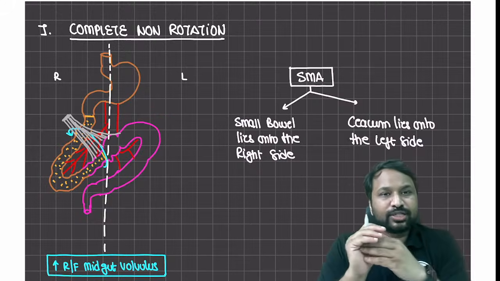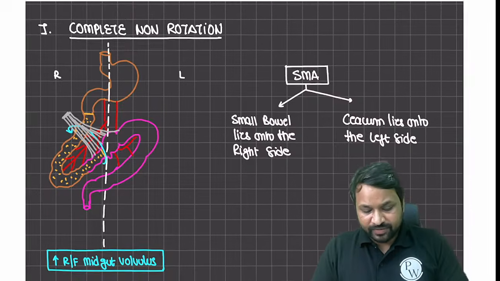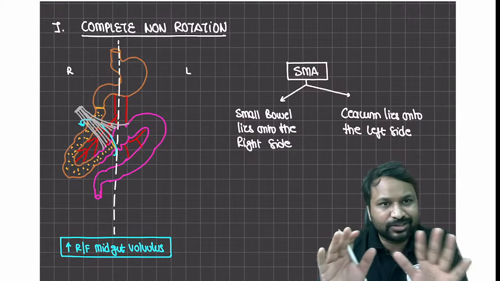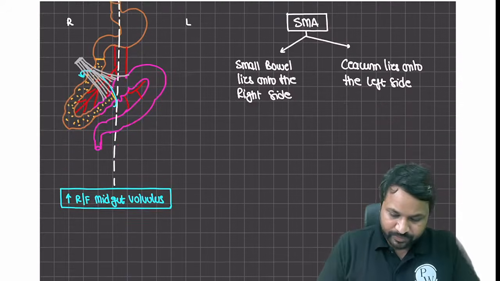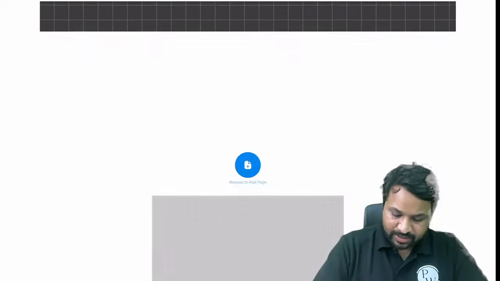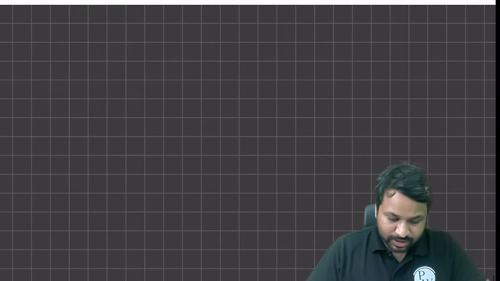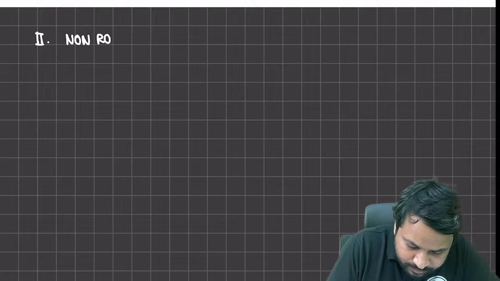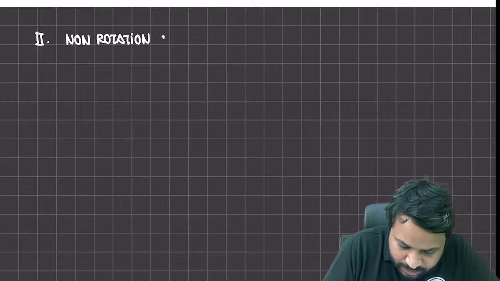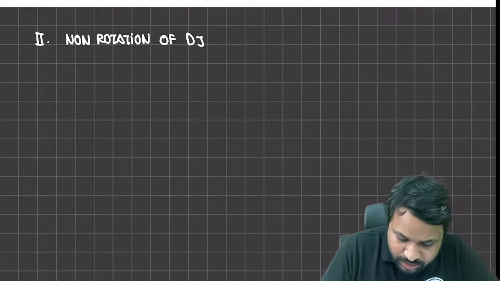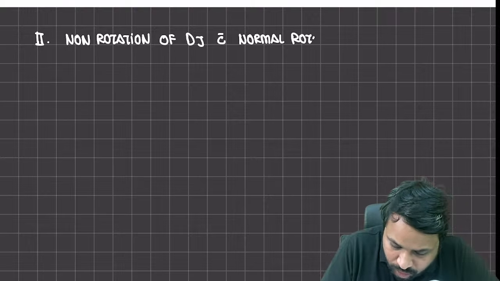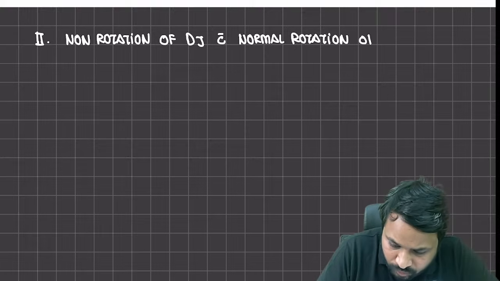Complete non-rotation patients have a very high risk of developing your midgut volvulus. That is your first type of your malrotation. Okay? Now, the second form of the malrotation that we had was non-rotation of DJ, right? So the second form of malrotation that we had, it was the non-rotation of duodenojejunal junction with normal rotation of cecal end.